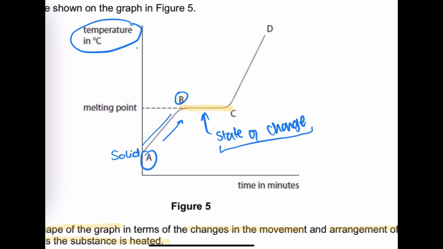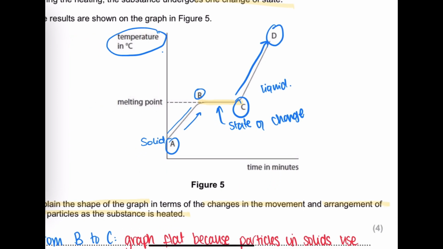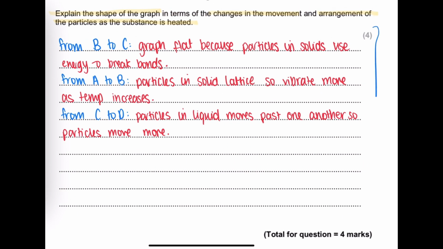Once it does change into a liquid, it continues going up as the temperature continues, from C to D. The particles in a liquid move past each other so that they slide over each other. They're a bit more fluid than solids, but this also means the particles move more rapidly as the temperature increases. So this is over here, this is explaining it.